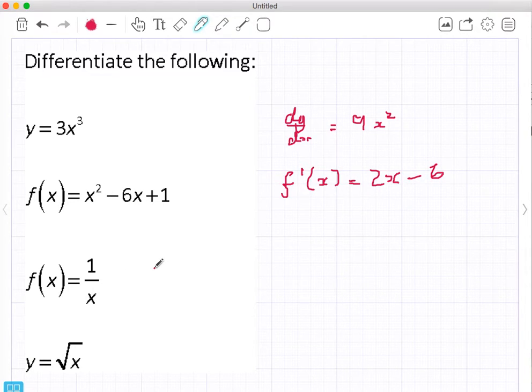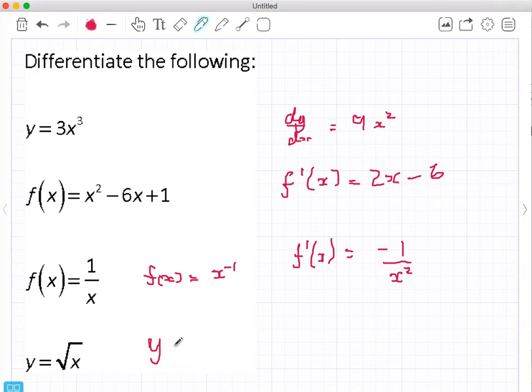This one I'm going to change before we start, so I'm going to change it into f(x) is 1 times x to the power of minus 1. That's the x on the bottom. And then I differentiate it, f dash x, and it becomes minus 1 x to the power of minus 2. So that goes on the bottom like that.